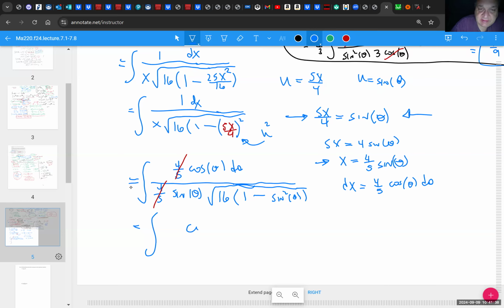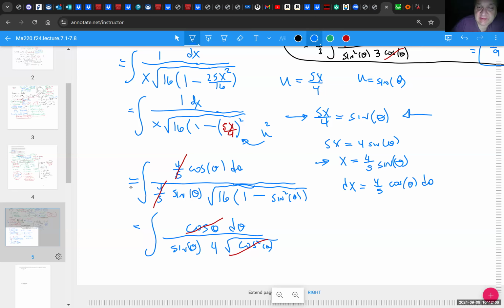I have cosine theta d theta on the top. And what do I have on the bottom? I have a sine theta. Let me square it, that 16 right now, it's a 4. And then I have 1 minus sine squared, which is cosine squared, and the square root of cosine squared is cosine. So I have a cosine on the top and a cosine on the bottom, and those will divide out.